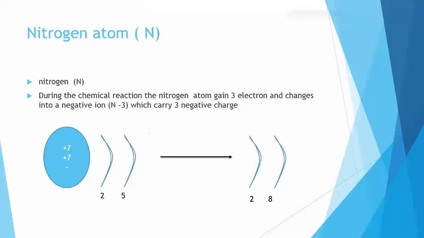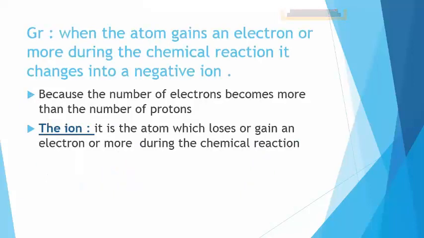Example number 3, the nitrogen atom. In this case, the nitrogen atom will gain 3 electrons. It contains 5 electrons in the outermost energy level and tends to be completed with electrons in the outermost energy level, so it will gain 3 electrons. So it is written as N minus 3. The minus 3 equals the number of electrons which the nitrogen atom gains during the chemical reaction.